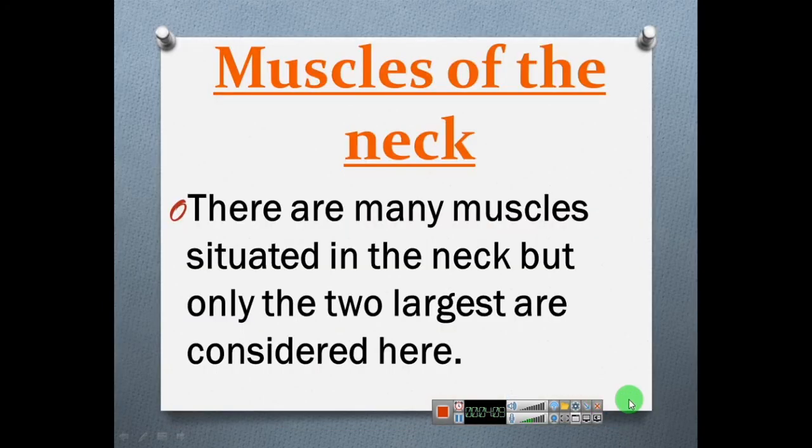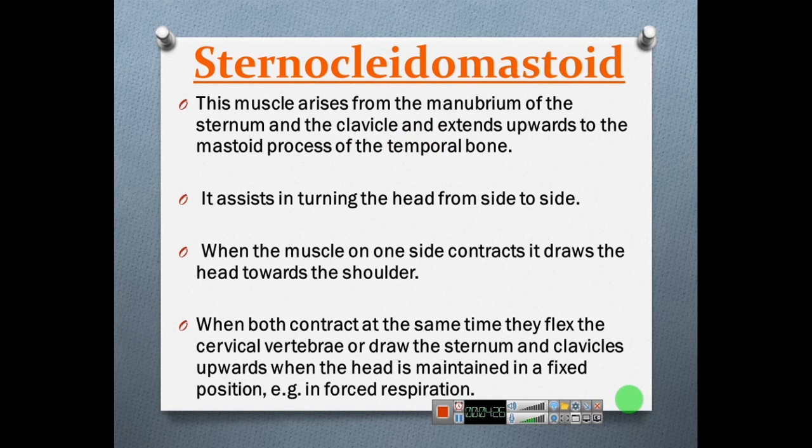Then muscles of the neck. There are many muscles situated in the neck, but only the 2 largest are considered here. Sternocleidomastoid muscle. This muscle arises from the manubrium of the sternum and the clavicle and extends upwards to the mastoid process of the temporal bone. Can you remember where the manubrium of the sternum is? Upper part of the sternum.